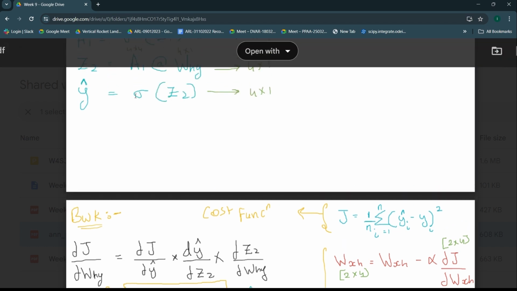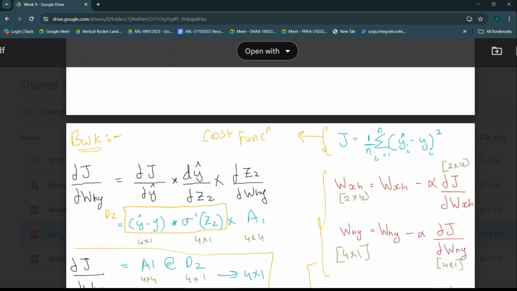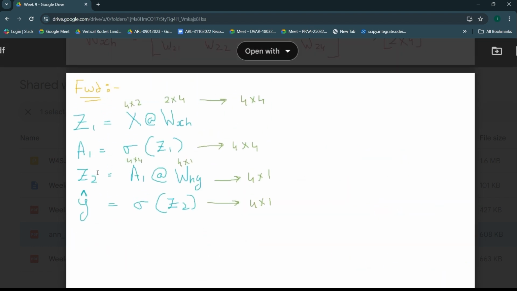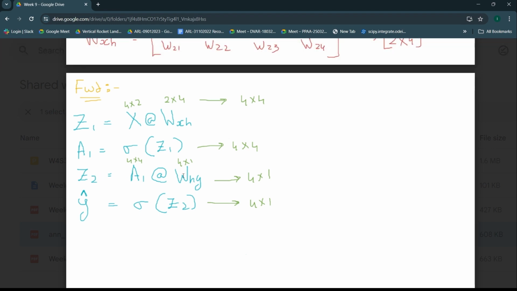After that, I want to take the derivative of this y cap with respect to z2. Now, because this is the output of the sigmoid, I need to know what is the derivative of the sigmoid. That's something I'll be teaching at the end of this session. But for now, I have just kept this as sigmoid's derivative of z2. I have not solved the derivation yet. I have just expressed that this is where the derivative of sigmoid is going to be. And after that, if I reach z2's equation, and if I take the derivative of z2 with respect to WHY, what is the output?